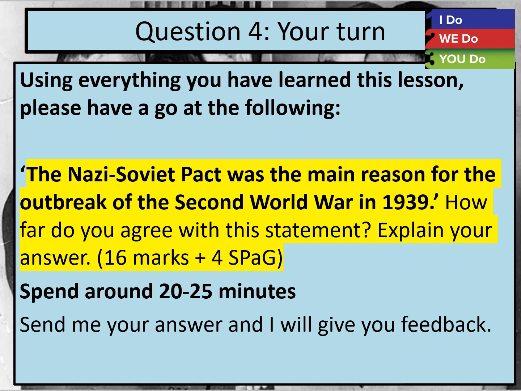So the example that I want you to have a go at is a really, really good, classic one. The Nazi-Soviet pact was the main reason for the outbreak of the Second World War in 1939. How far do you agree with this statement? Explain your answer. You can tackle this in a couple of ways. You're obviously going to start with the Nazi-Soviet pact. You're going to talk about what it was and why it led to the outbreak of the Second World War.